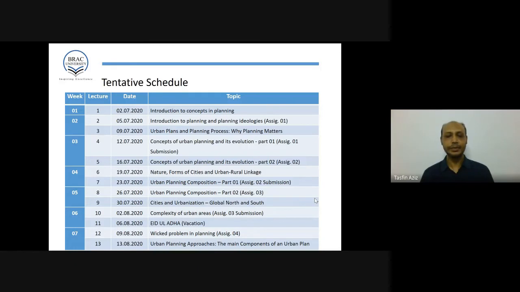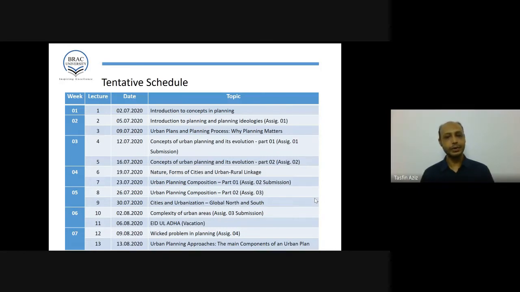Next, we will learn the nature and the form of cities and urban-rural linkages, and how these linkages are important to function the city better. How in-migration and out-migration and the relationship of the system of people with the system works, we would like to know through this lecture.